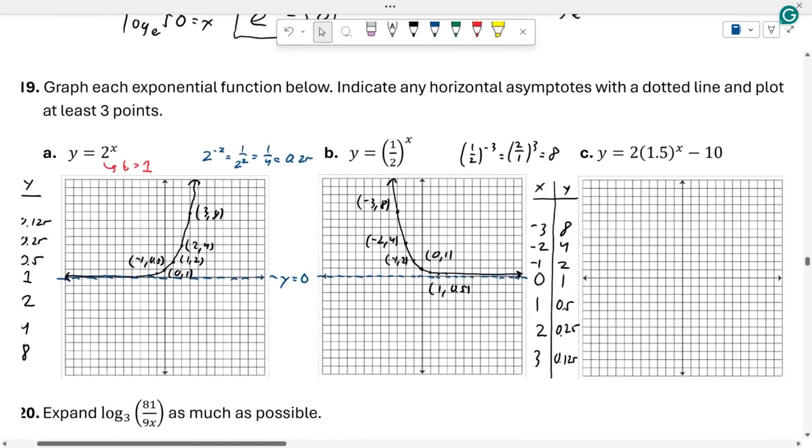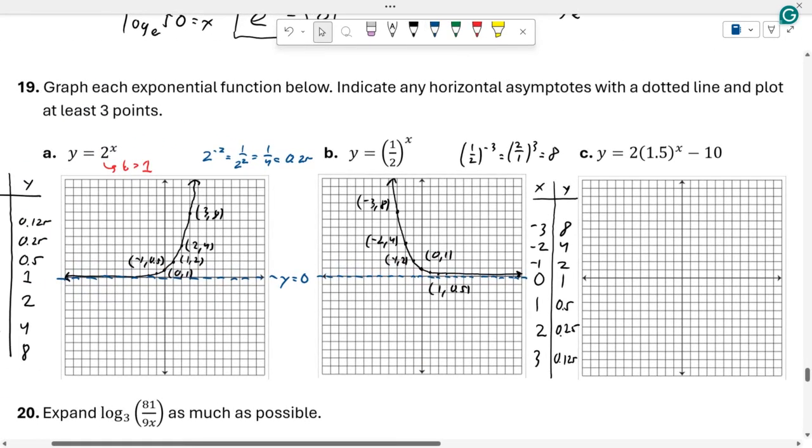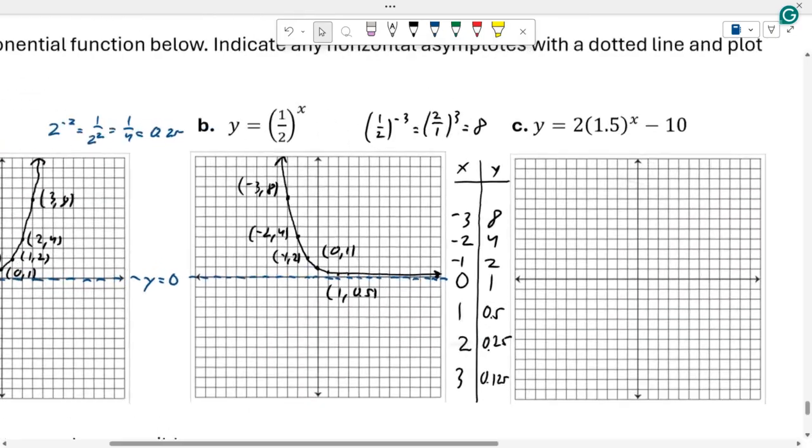And as you can see, the two graphs are mirror images. It's sort of like if you flip one over the y-axis, you get the other one. And that's not a coincidence. 1/2 is 2 to the -1 power, so that's to be expected that would happen with our graph.